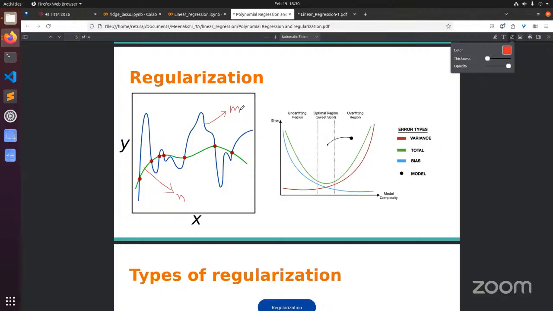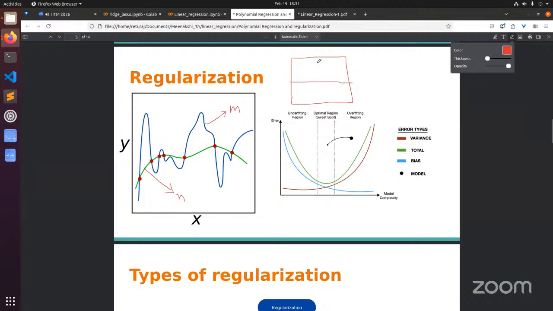N degree looks like a 2-degree polynomial, sir. Okay. M degree polynomial, 4-degree polynomial. Oh, no, no, no. The question is not what is the value of n or m. I'm asking about the residual plot.